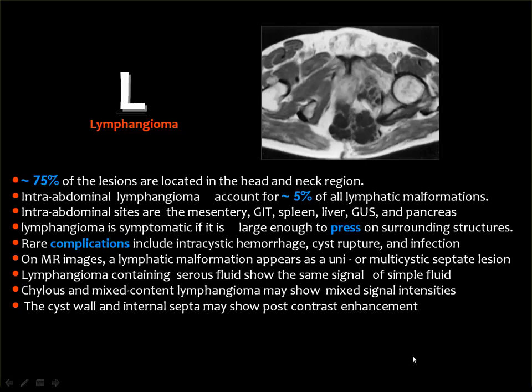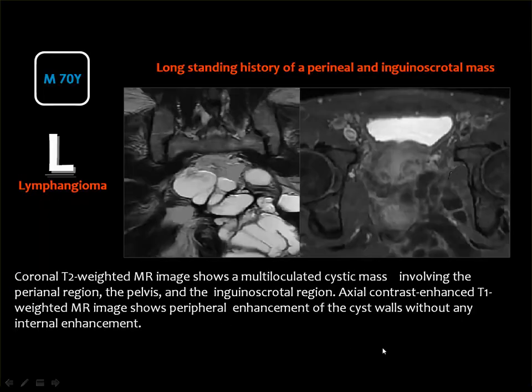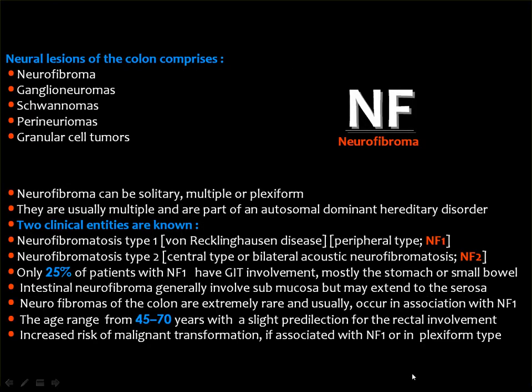If you inject contrast material, there is no enhancement except for the internal septations. And this is an example of lymphangioma infiltrating the perineum. You see multiple locular lesions of high signal in the T2 weighted image and low signal in the T1 weighted image. This image is obtained after contrast injection, and you see faint enhancement of the internal septations.